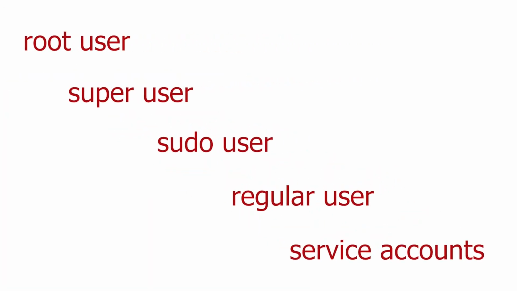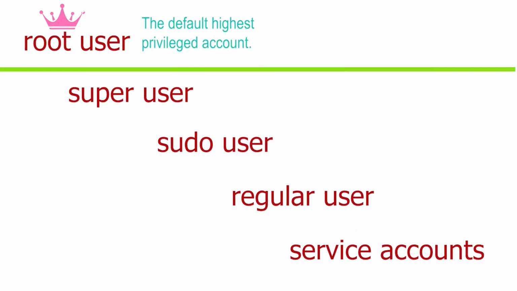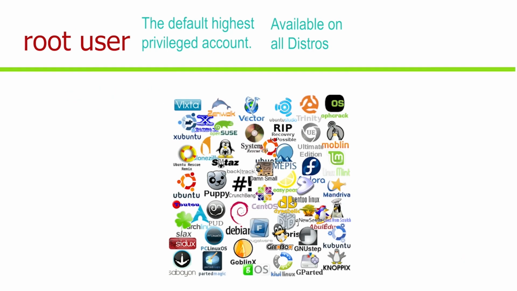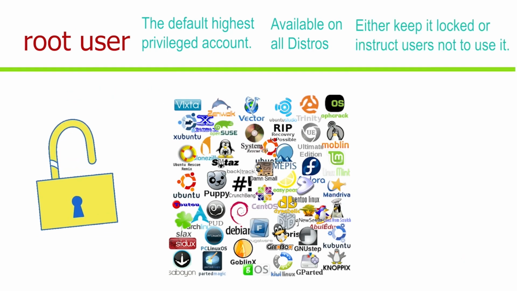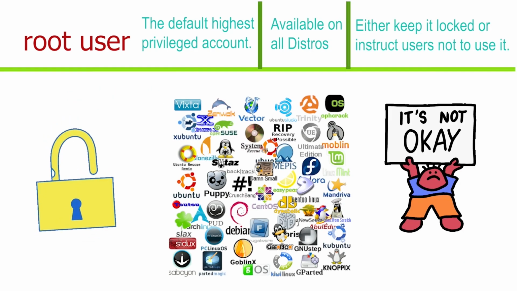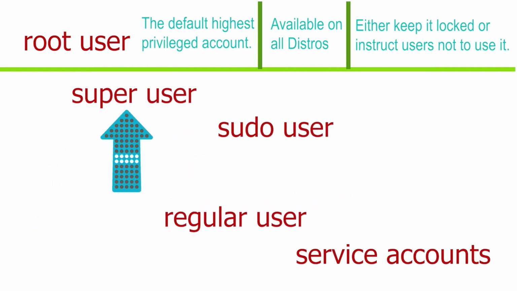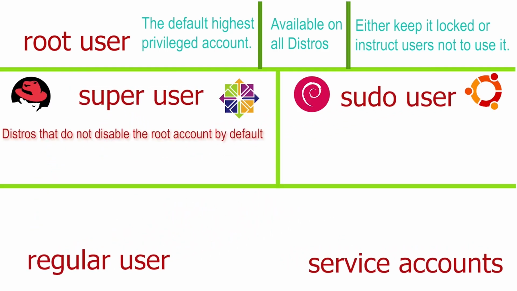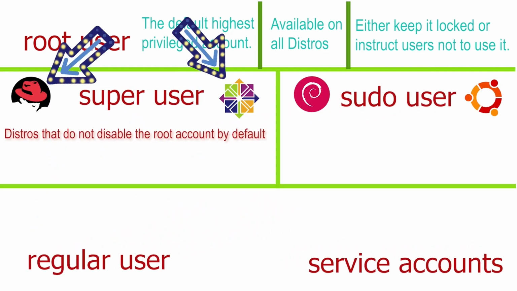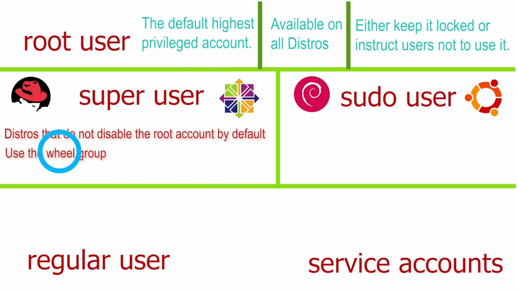Let's summarize all account types once again. The root account is the default highest privileged account. It is available on all Linux distros. Most Linux distros keep this account locked or recommend not to use it for regular tasks. Linux distros that do not lock the root account by default suggest using this account for system administration. They have a default privileged group called wheel. We can convert any regular user account into a super user account by adding that account to this group.